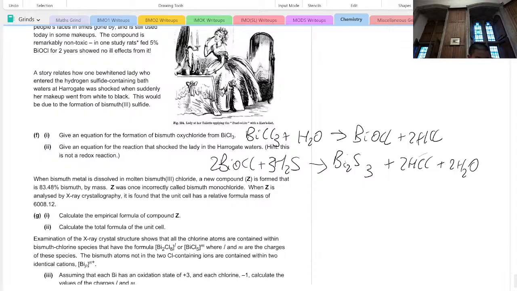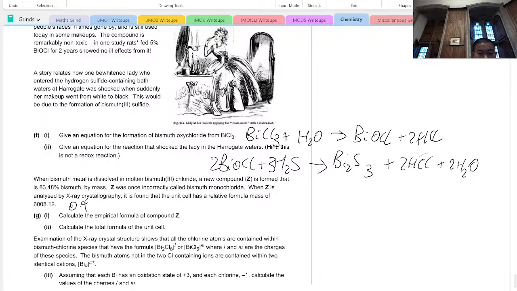83.85. Divided by this. You always do the percent divided by the atomic mass. So that's like 0.4. Chlorine is like 35.5. What's 100 minus 83.48? 16.52 divided by 35.5.